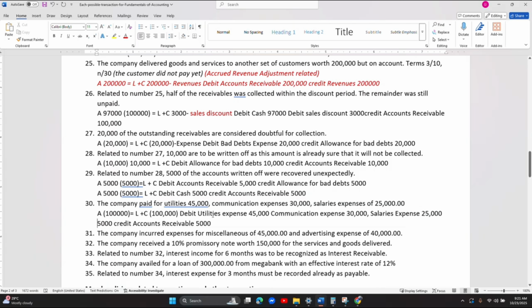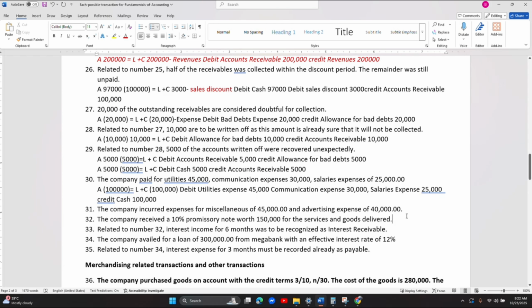Now we go to credit. On the credit, we have to credit one account, cash, 100,000. So that's it for transaction number 30. So debit 45 plus 30 plus 25, that's 100,000. And then credit cash 100,000. So that's it for number 30. Now let's go to number 31.